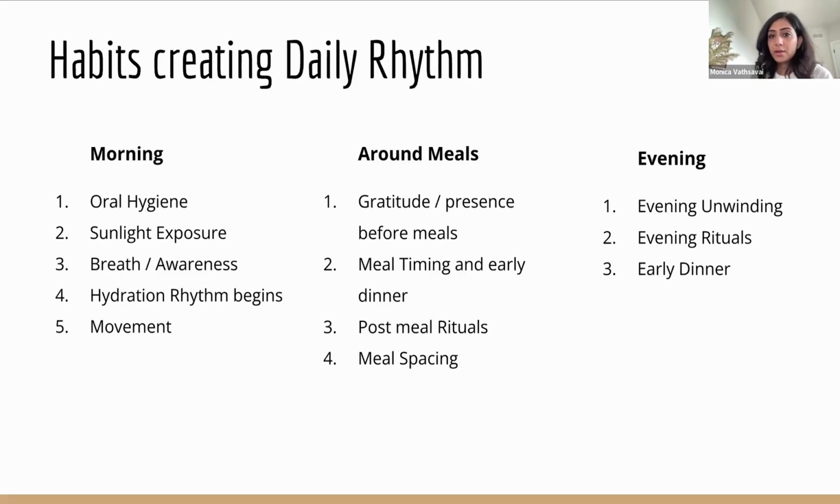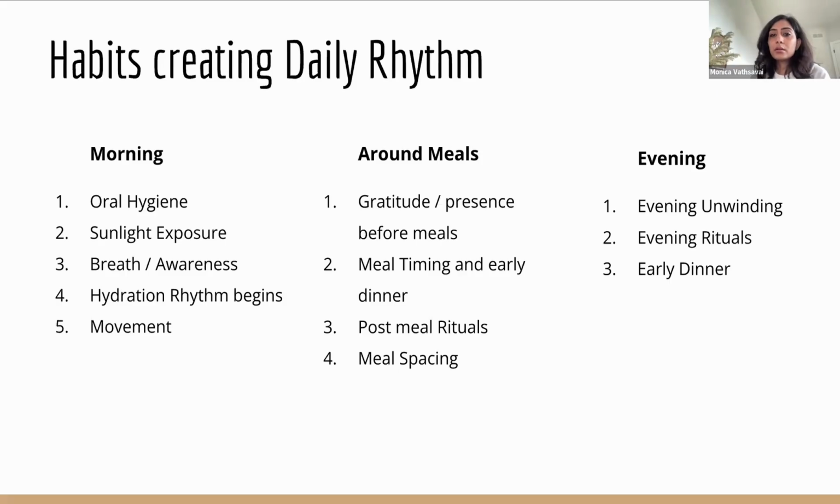And then we have some habits around meal times that are presence before meals, meal timings, early dinner, post meal rituals, and all of that. And meal spacing is a bonus habit that I'm going to post a video about. And all of these meal time related habits help create a more coherent digestive rhythm. And instead of digestion happening in a rushed or distracted way, these habits help us eat with more awareness and give the body a better chance to process and absorb and for the food to nourish our body.